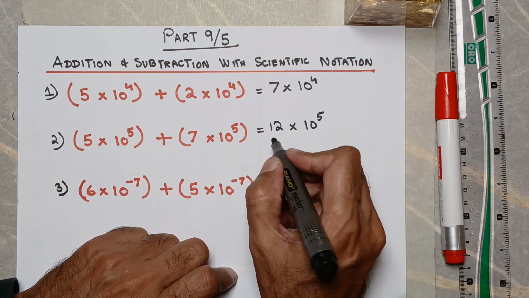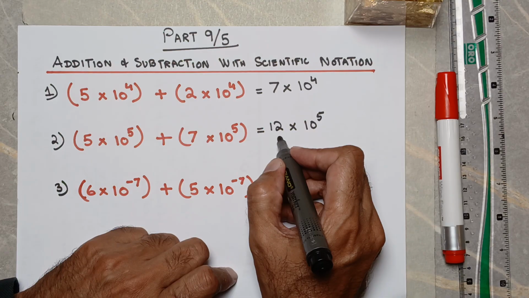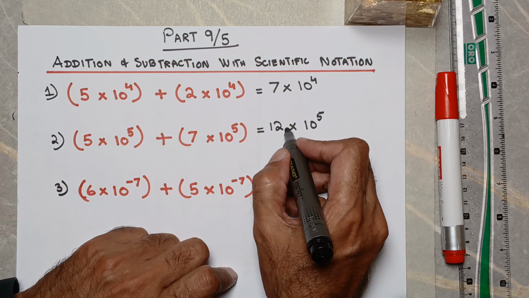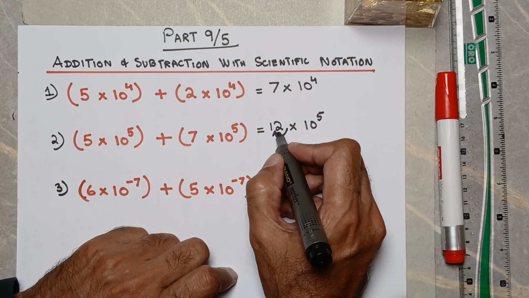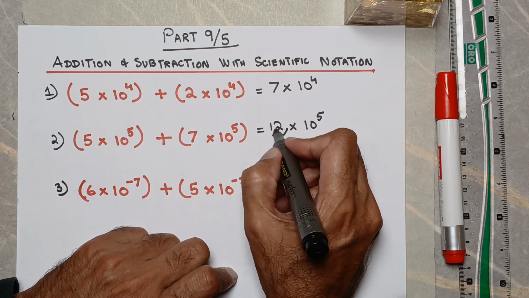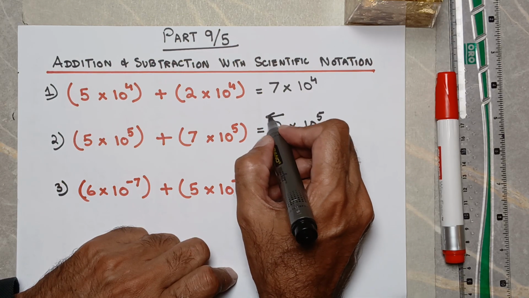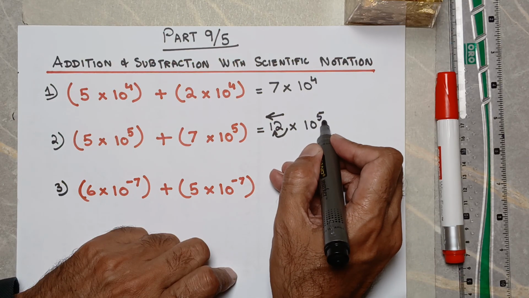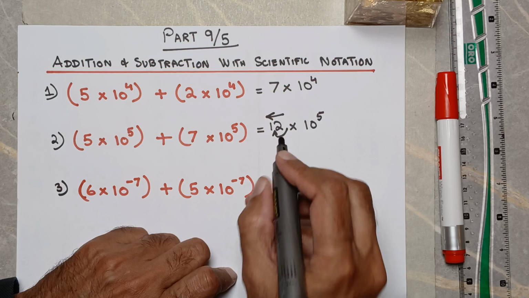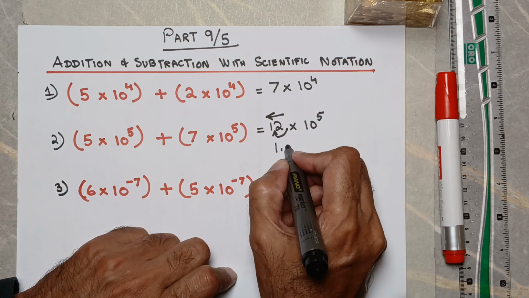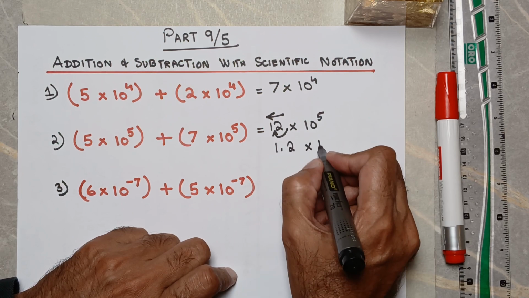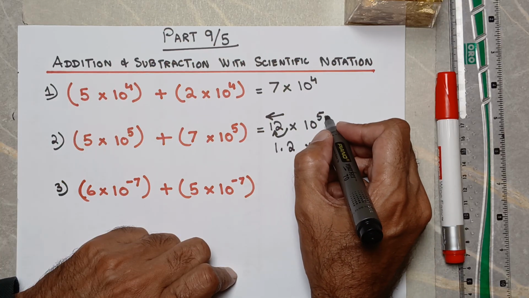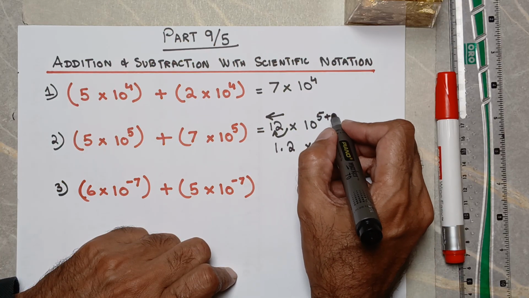But remember, we have to reduce this 12 to a significant figure. We will simply move the decimal one place towards the left, and remember, when we move the decimal one place towards the left, we increase the exponent by one. It will be 1.2 times 10 raised to the power 6. Or you can simply write, for your own simplification, 5 plus 1.